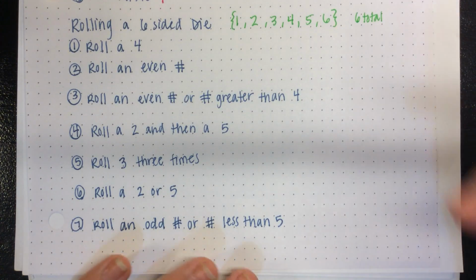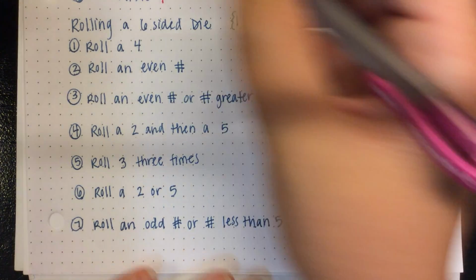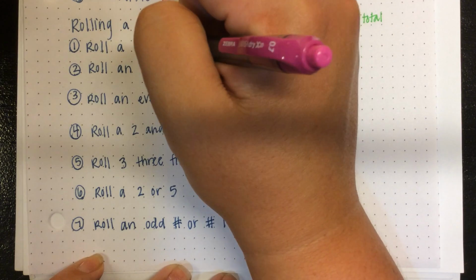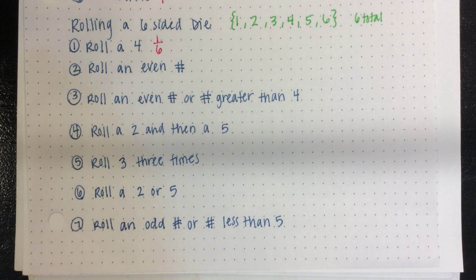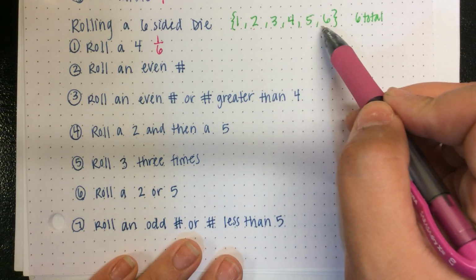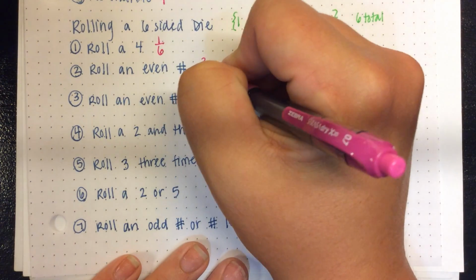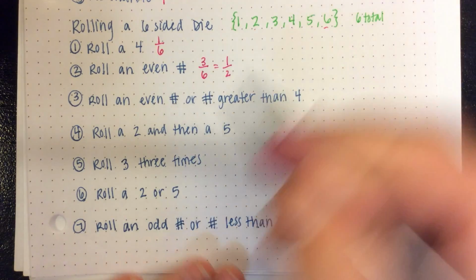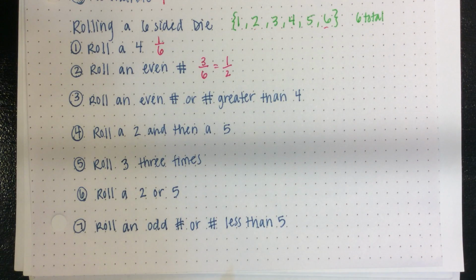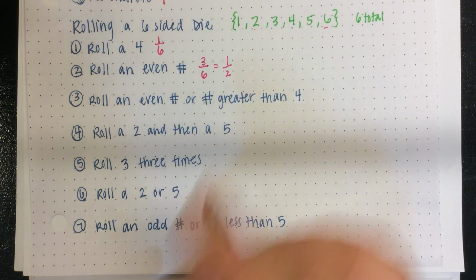Okay, the first one I want to roll a 4. Well, 4 is one of those 6 options. So my probability of rolling a 4 is going to be 1/6 every single time. The probability that I roll an even number, well, my even numbers are 2, 4, and 6. So I have 3 even numbers out of my 6 total. So that's a 1/2.